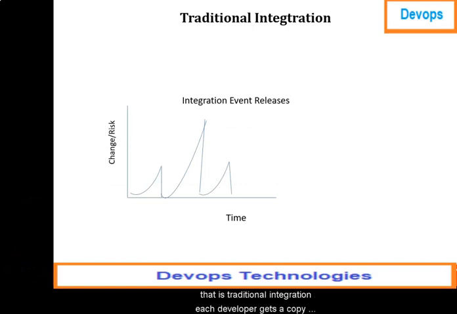That is traditional integration. Each developer gets a copy of the code from the central repository, with the starting point being none other than the latest stable version of the application. Now all the developers begin with the same starting point and work on adding new features or fixing bugs. Each and every developer makes progress by working in a team or on their own.